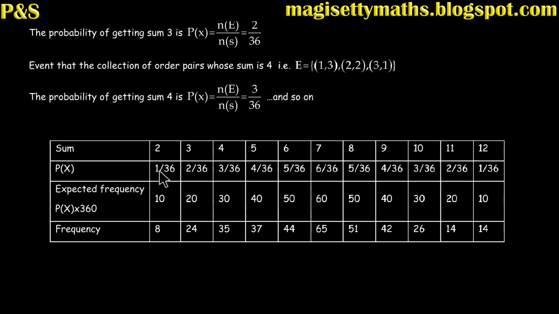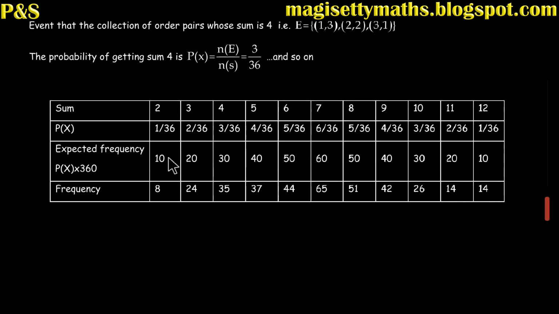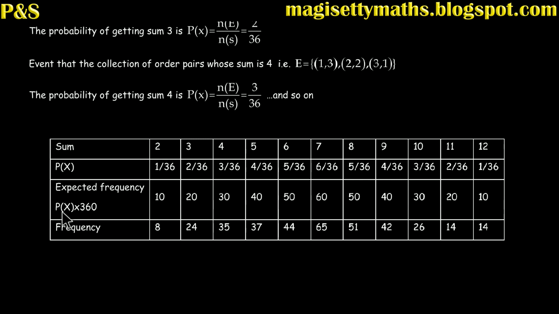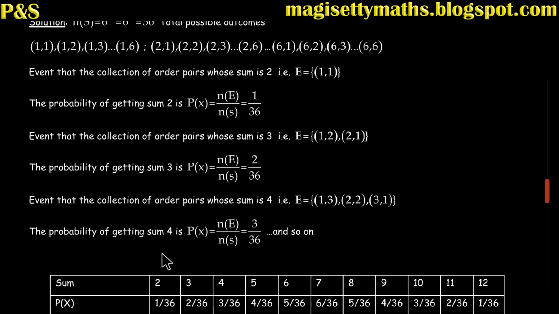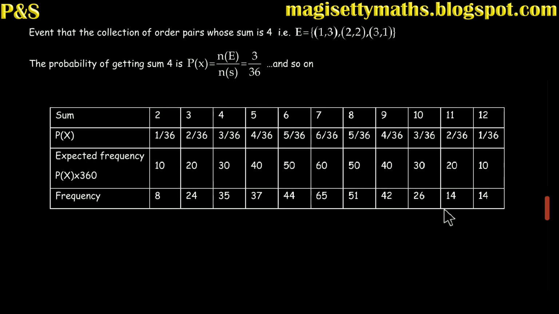Here we evaluated the probability of getting sum 2 is 1 by 36, sum 3 is 2 by 36 for a single trial. Here we have dice thrown 360 times. So we have to evaluate for 360 trials, which is the probability of one trial into 360. That gives 10, 20, 30, 40, and so on, 20, 10. These are the expected frequencies. Now the observed frequencies are already given in the problem: 8, 24, 35, 37, and so on, 14.